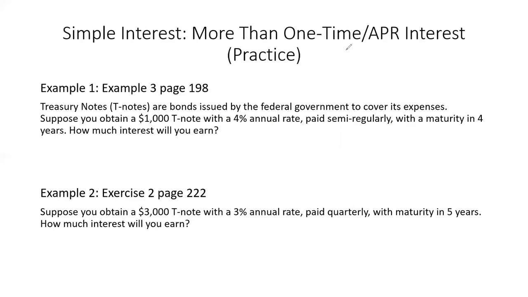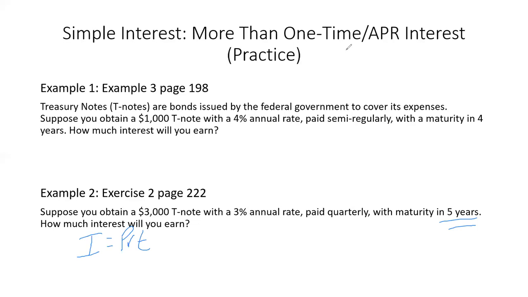Says, suppose you obtain a $3,000 T-note with a 3% annual rate paid quarterly with maturity in 5 years. How much interest will you earn? So again, I'm looking for interest. Notice on these, I know that I'm looking for the I is equal to P times R times T formula because I'm given a specific time value. So before, it was just a one-time loan, one-time payment. I didn't have to worry about the interest being more than one time or over a period of years.